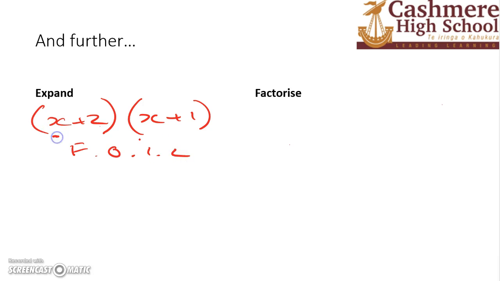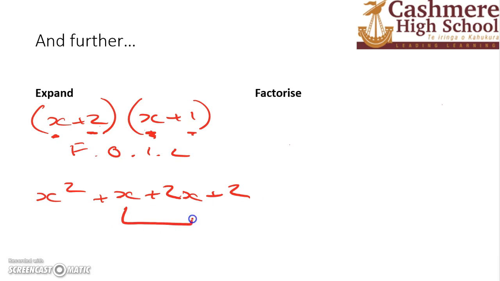The first bits are the x's, and when we multiply them we get x squared. The outside is the x and the 1. Multiply those together and we get x. The inside is the 2 and an x. Multiply those together and we get 2x. And the last bit is the 2 and the 1. Multiply those together and we've got 2. We can combine these bits in the middle. Let's simplify it: x squared plus 3x plus 2. That was expanding two brackets. You're comfortable with it. We use the process called FOIL.